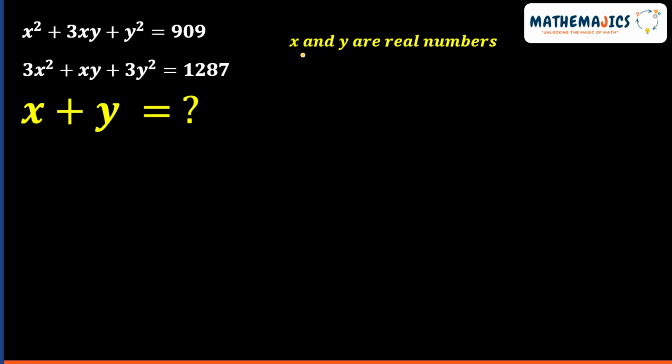So we have this very interesting algebra question with us today. Let's see how to solve this. We are given two equations in terms of x and y, where x and y are real numbers. We need to find the sum of the x and y variables. Okay, so let's see how we can solve this question.